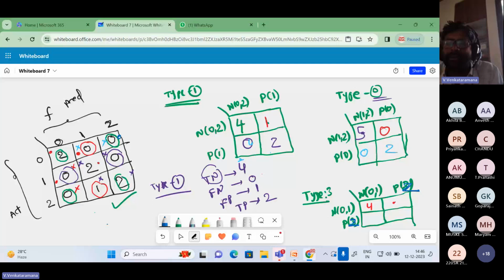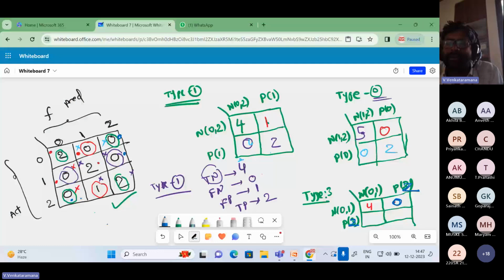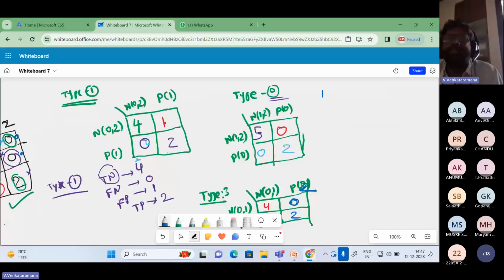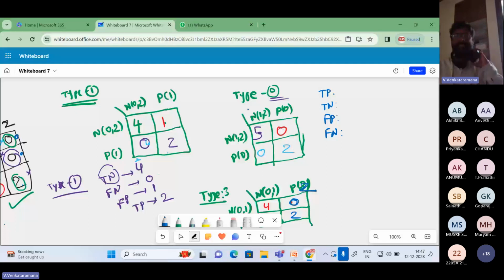So Rohit already gave the answer. We'll check. So again, 2,0 and 2,1. So it is a 1, right? And the last one is 2,2, that is equal to 2, right? So this is how we can prepare the matrix. Now by seeing this, for type 0, tell me how many true positives, true negatives, false positives, and false negatives there are. Please respond in the chat box.